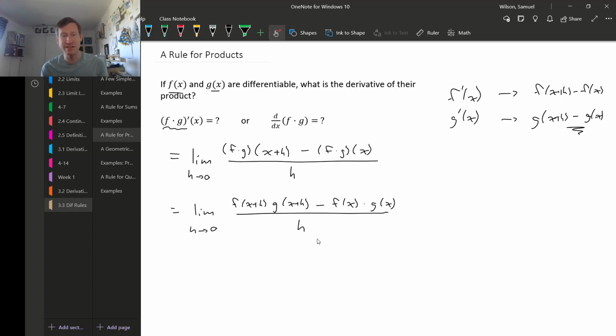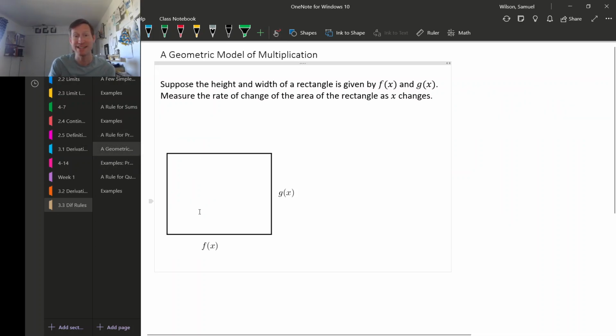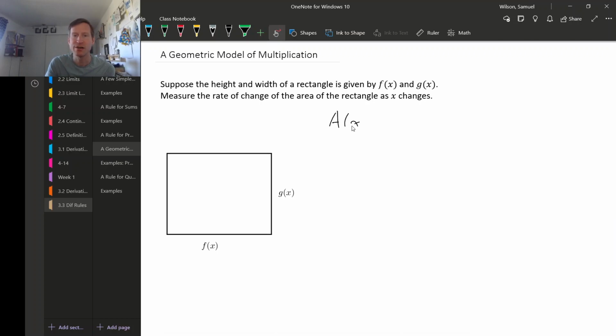So what we could do is try to come up with some geometric way of thinking about a product. To do that, we need to come up with some geometric quantity that is a product. And one obvious candidate is area, right? If we have a rectangle, then the area of a rectangle is just the height times the width. So the area of this rectangle is f of x times g of x. And just for now, I'm going to stop writing the of x. So I'll have to keep in mind that everything is actually a function of x.